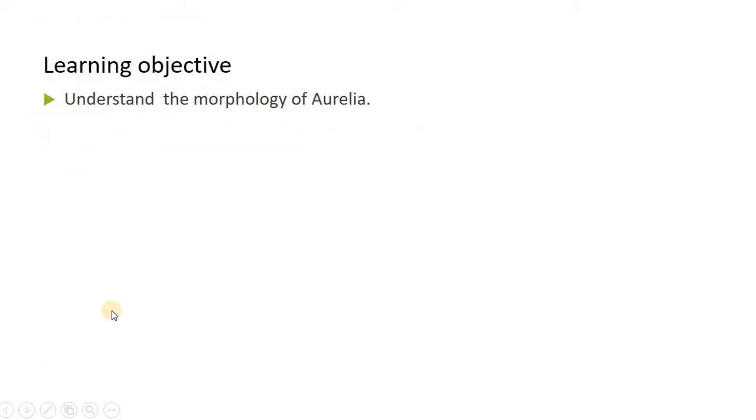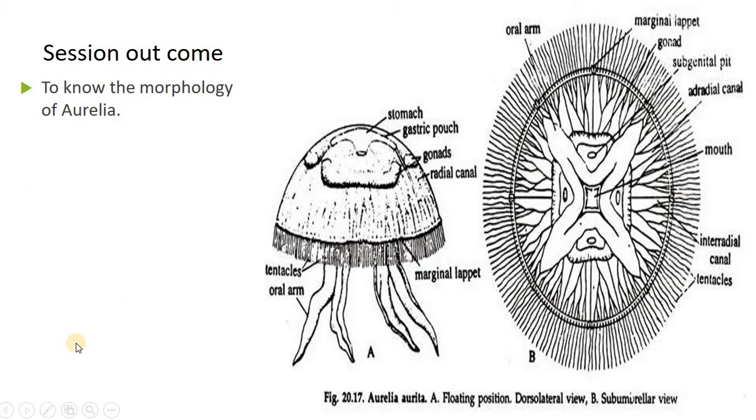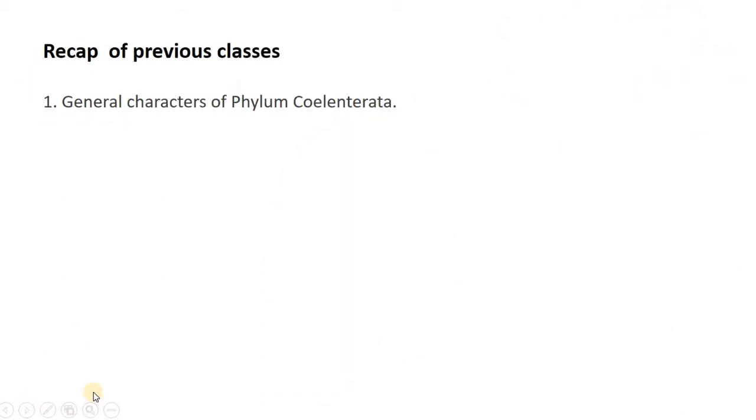Learning objective of the topic: to understand the morphology of Aurelia. Session outcome: the students will be able to understand some aspects of the morphology of Aurelia. Recap of the previous classes: we studied the general characters of the phylum Cnidaria, along with the classification of phylum Cnidaria, in the last class.